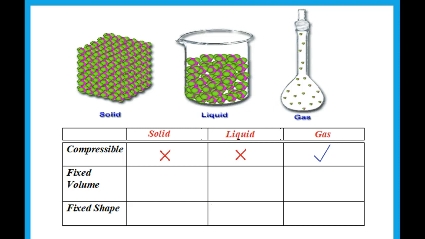Now, which one has a fixed volume? Both solid and liquid have fixed volumes. A gas, of course, changes its volume according to the volume of the container. Now, which one has a fixed shape? Only solids have a fixed shape, because liquids and gases take the shape of the container. Are we okay so far?